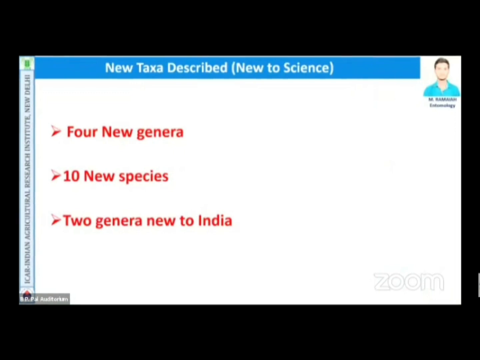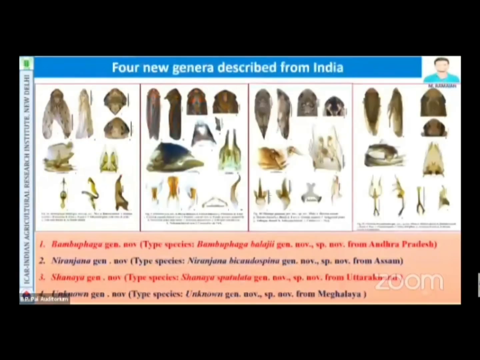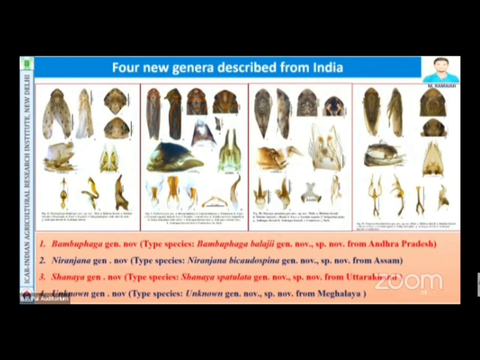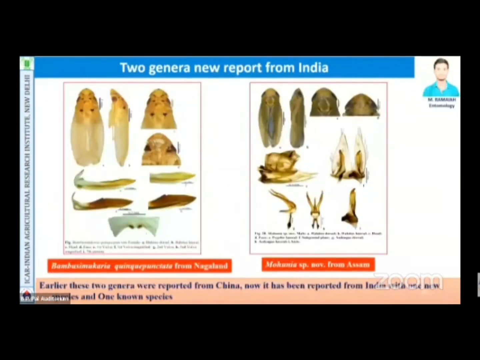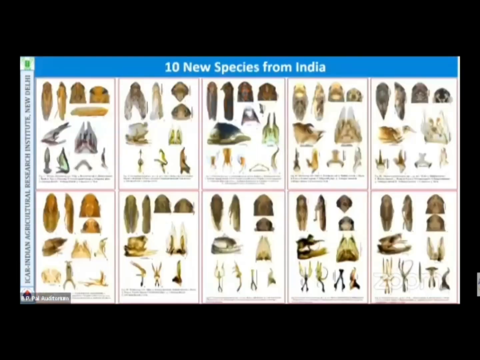The new taxa we discovered from my study are 4 new genera, 10 new species, and 2 genera which are new to India. The 4 new genera are Bambusapaga from Andhra Pradesh, Niranjana from Assam, Shanaya from Uttarakhand, and one genus we haven't named yet, from Meghalaya. These are the 2 genera, Bambusimucaria and Mahonia, previously reported from China. Now from my work they are reported from India.